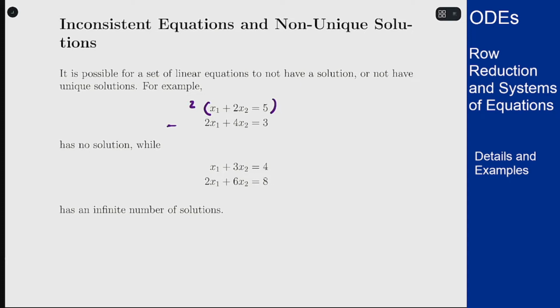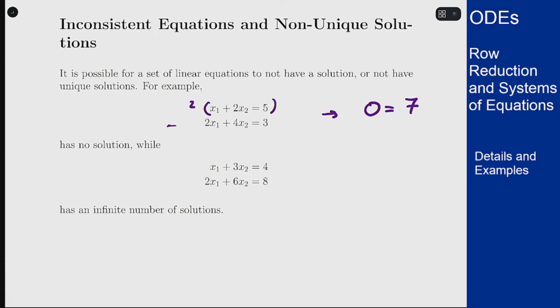Well, for the first one, I will get 2x1 plus 4x2 equals 10, minus 2x1 plus 4x2 equals 3, which means when I do the subtraction here, I'm going to get 0 equals 7, and that's just false, right? That's never true. So this tells me that this first set has no solution because I get an equation out of it that is never true.